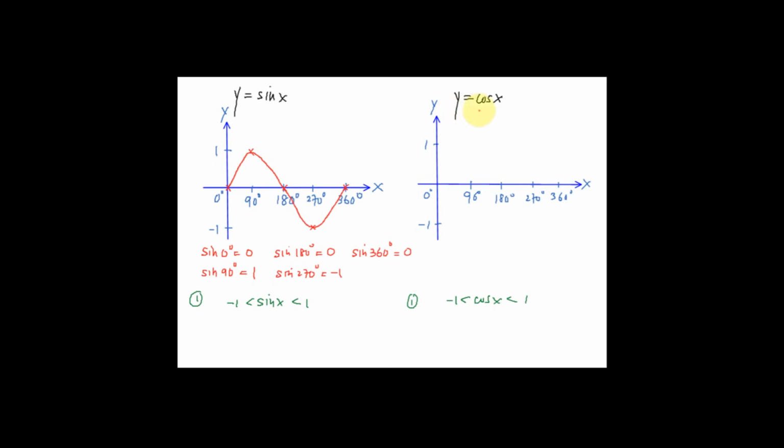Now we move to y equal to cos x. If you press your calculator, cos 0 will be 1. So the first point is (0, 1). This is different from sine x. Sine x starts from 0, cos x starts from 1.